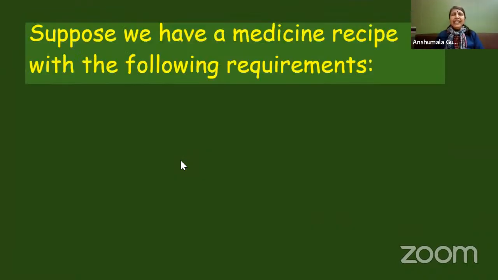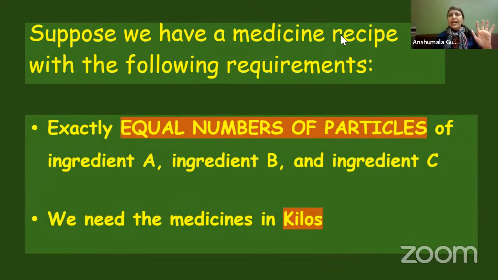Suppose, friends, we are deliberately giving you a simple thought exercise. Let's suppose you had to make a recipe which had ingredients A, B, C, and you had to somehow ensure that in that recipe A, B, and C will be equal number of particles, not weights but particles. And the recipe of the medicine has to be prepared in kilos, which means quantities are large. So what will you do? If you have to make equal number of particles, what will you do?